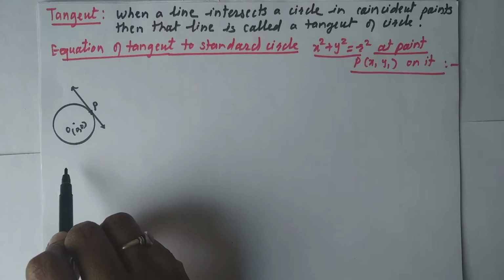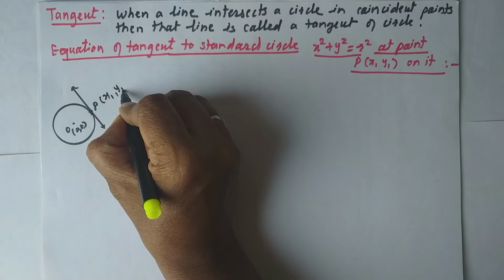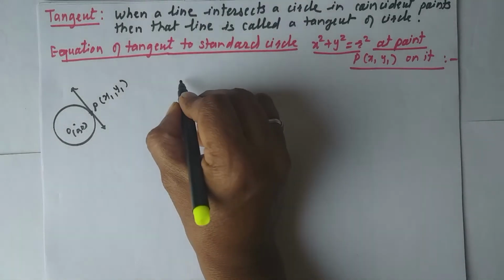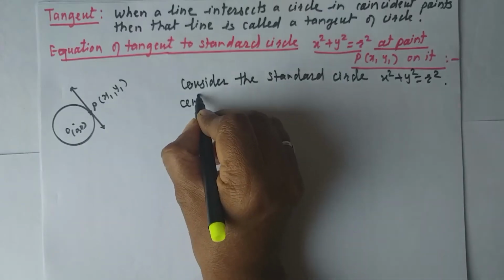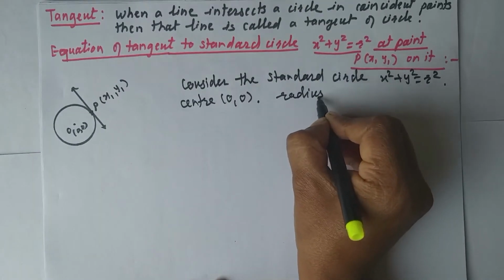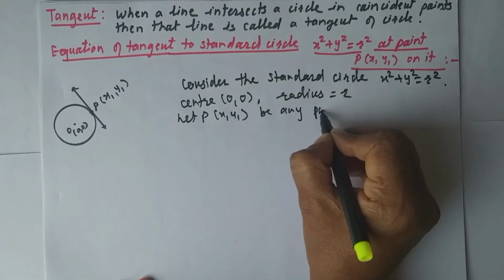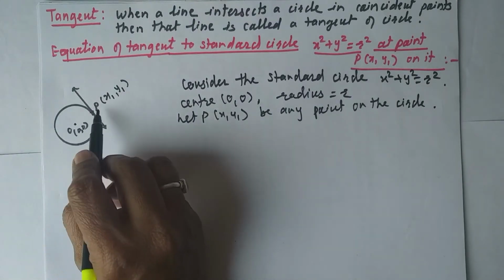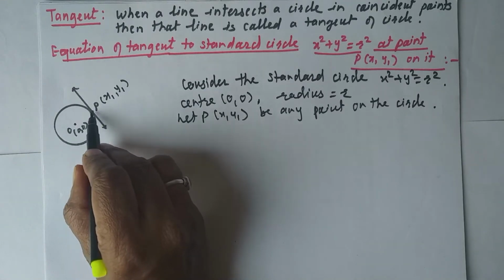Now draw the circle whose center is at the origin. Let P(x1, y1) be any point on the circle. Draw a tangent from this point to the circle. Here you write down, consider the standard circle x square plus y square is equal to r square. Let the center be at the origin and the radius of the circle be r. Let P(x1, y1) be any point on this circle. Now we know the coordinates of center O and of point P. If I join this, OP is nothing but the radius.